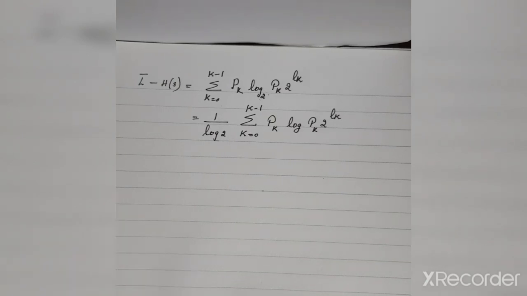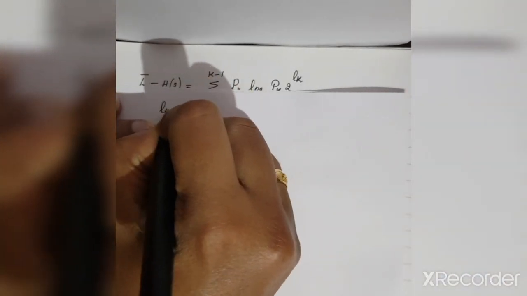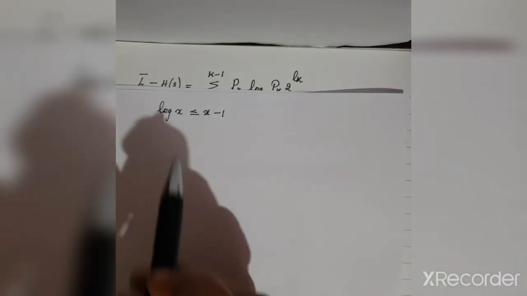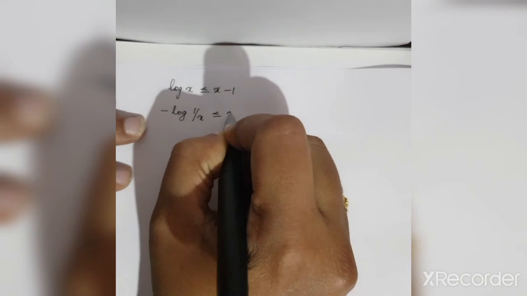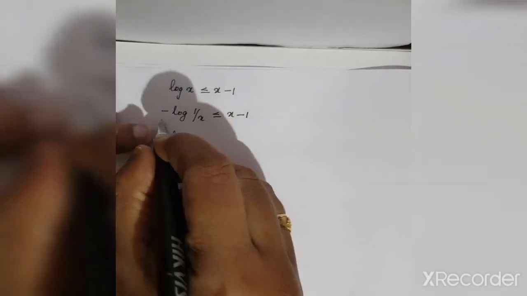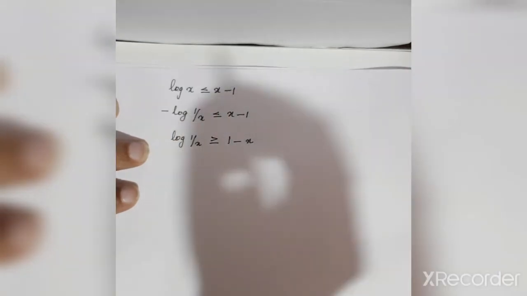Now what you are going to do is, we have an inequality from the natural logarithm: log x will always be less than or equal to x minus 1, which is a proven inequality. If we take the graph of log x and x minus 1, we can always say that log x will be less than x minus 1. So we can modify this logarithm and write it as log 1 by x less than or equal to x minus 1. Alright. Now, this is like log 1 by x. I'm just taking this negative to the side, so the inequality changes and it becomes 1 minus x.